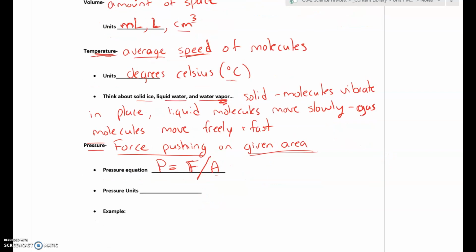Now the units that we're going to use for pressure are called kilopascals. These were invented by a guy called Pascal. Scientists tend to name things after themselves. The way we can abbreviate that is kPa, with a lowercase k, an uppercase P, and a lowercase a. That's the unit that we'll use for pressure in science, just like we use degrees Celsius for temperature and milliliters or centimeters cubed for volume. We'll use kilopascals for pressure.